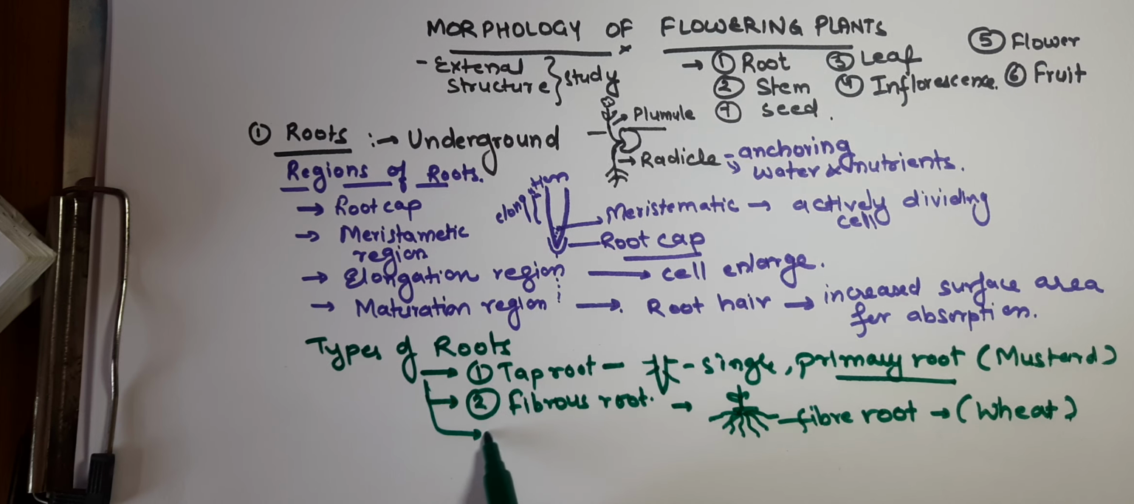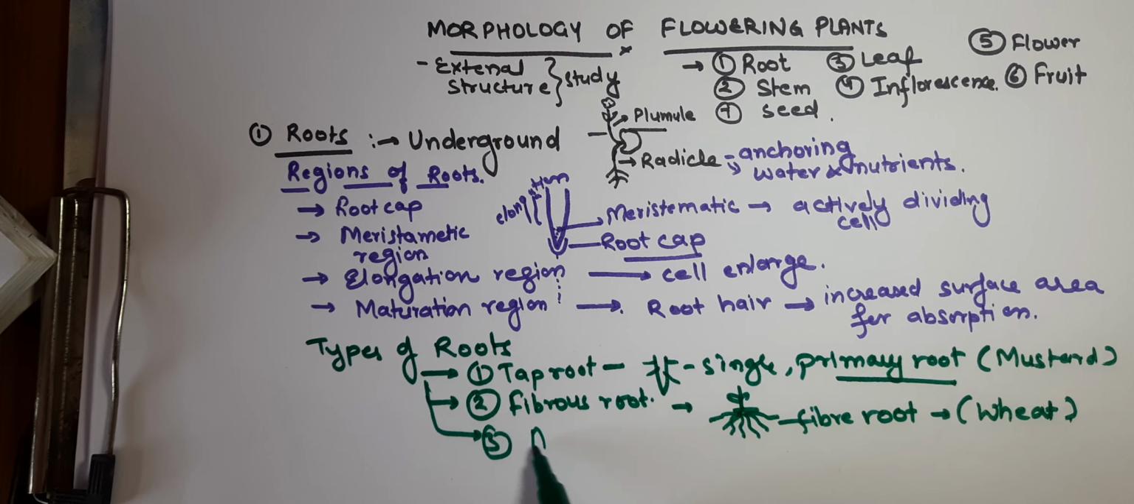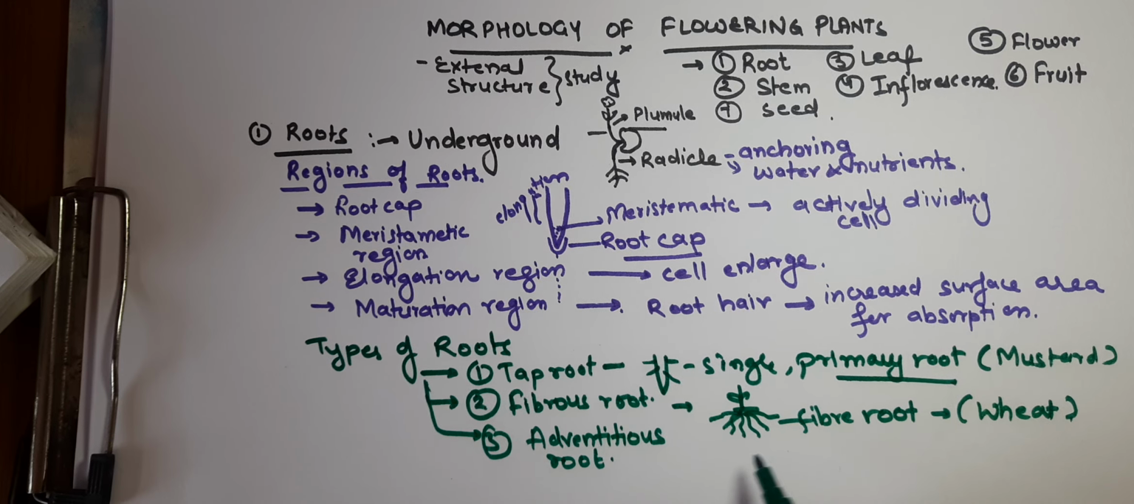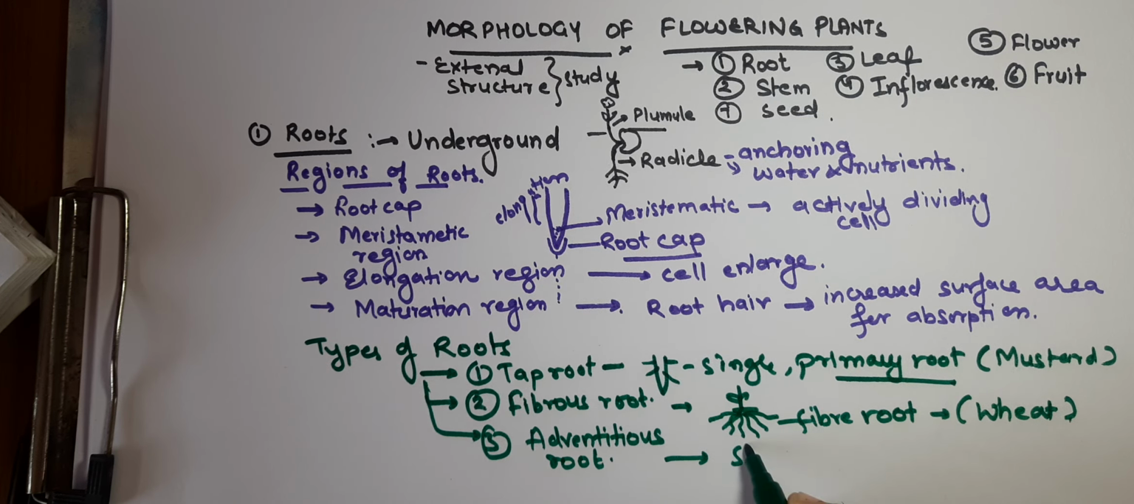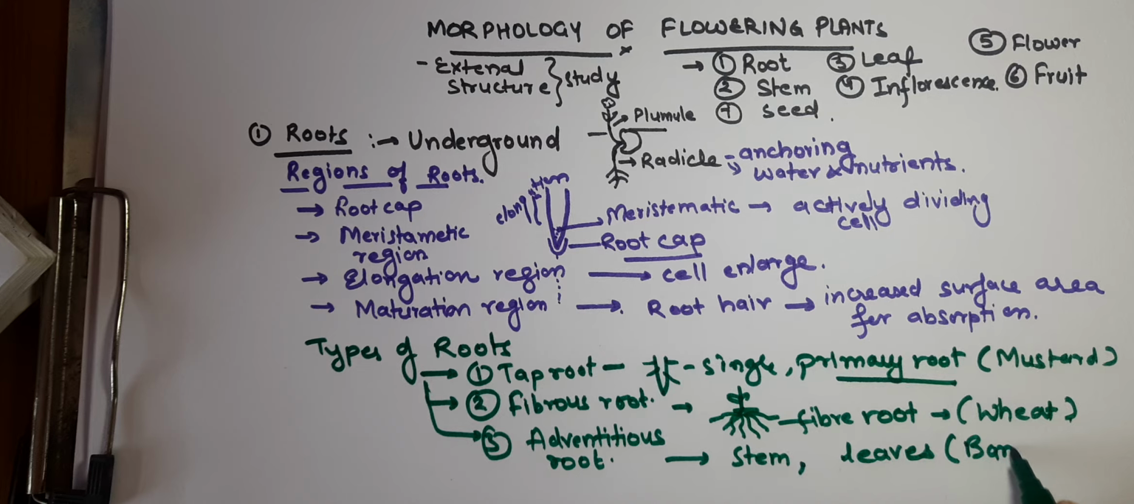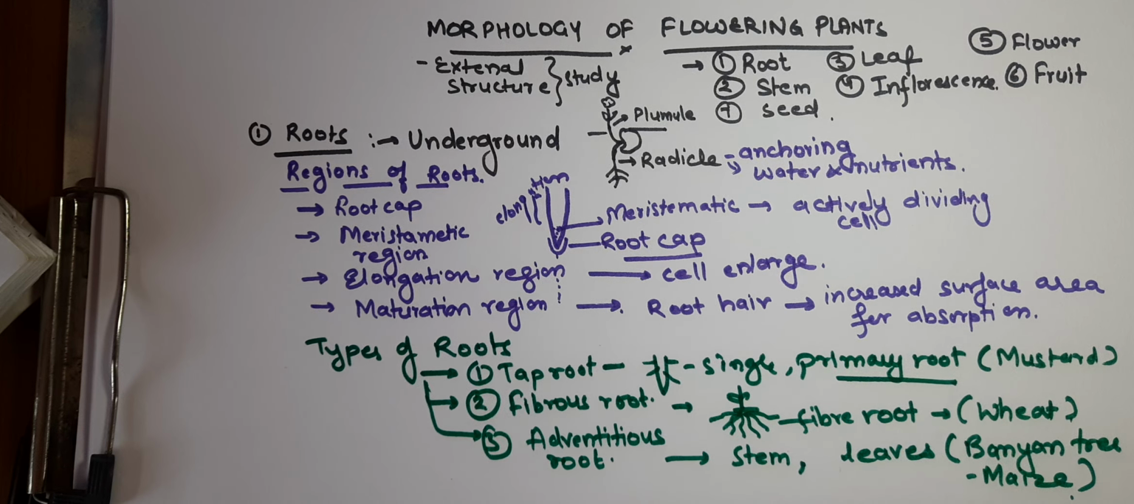And the third type of root is the adventitious root. In this, students, the roots can grow from parts other than the stem base. The roots can grow from the stem also, or they can even grow from the leaves. This kind of root system is found in the banyan tree, and it is also observed in maize. If you have carefully seen maize, it is observed there also.